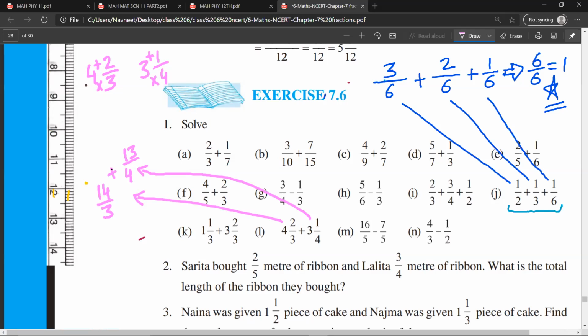Now I have to add these two fractions. What will be the LCM of 3 and 4? 12. Very nice. 14 by 3, I need to find the LCM, which is 12. Therefore, I can write this fraction as something upon 12 plus this fraction as something upon 12. What should I write here?